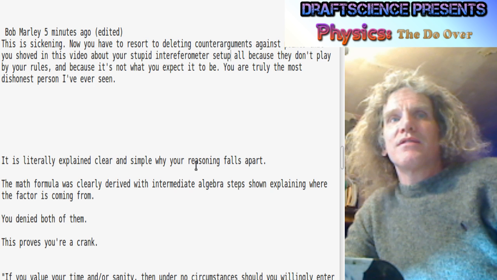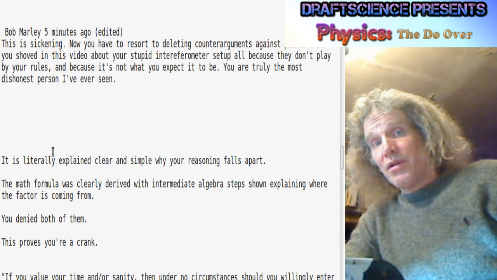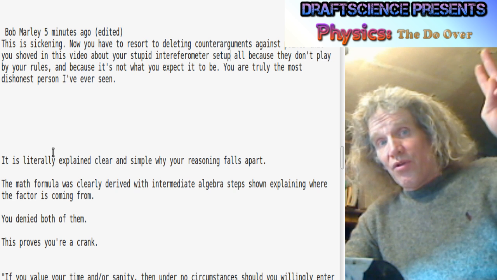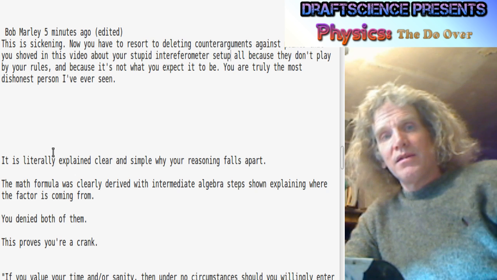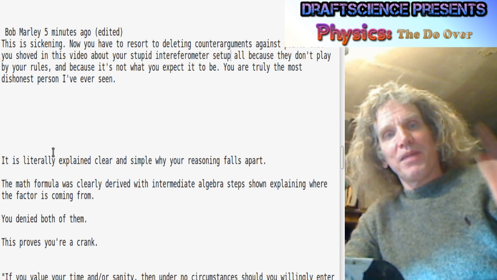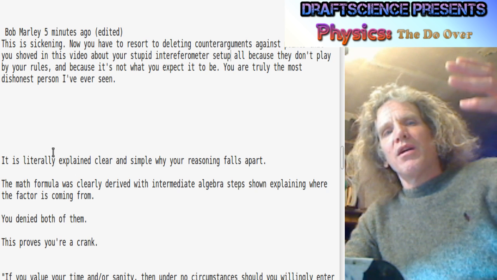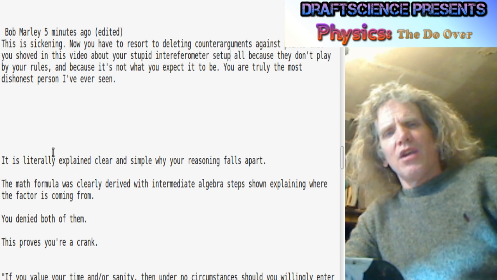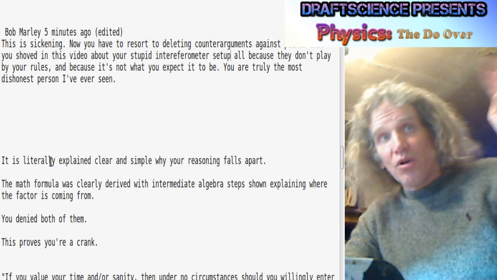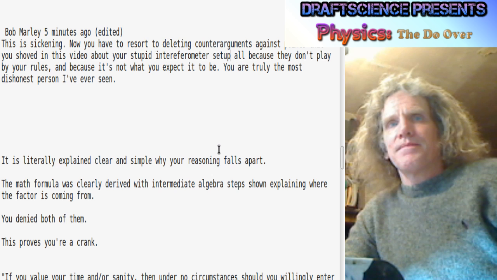Alright, all because they don't play by your rules. No, this has nothing to do with playing by a rule. This just has to do with the fact that, obviously, the evidence for your theories is weak. Your multiverses, your Huygens, your Heisenbergs, your bent space, your space contraction, your space expansion, your dark matter, your dark energy. You have weak, if not non-existent, evidence for all of these notions. And because it is not what you expect it to be.